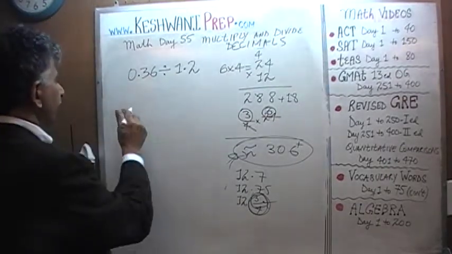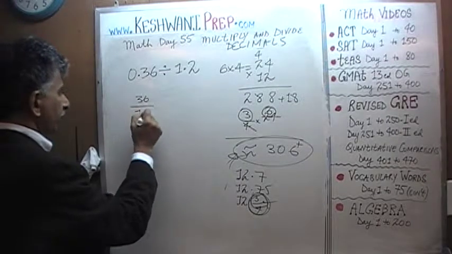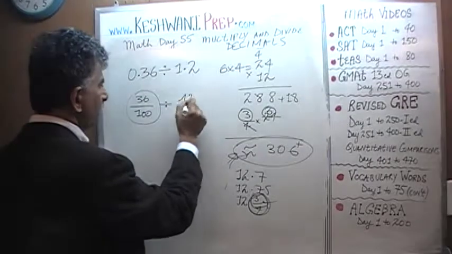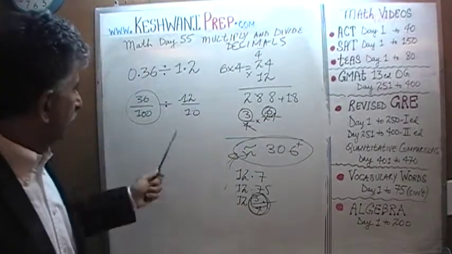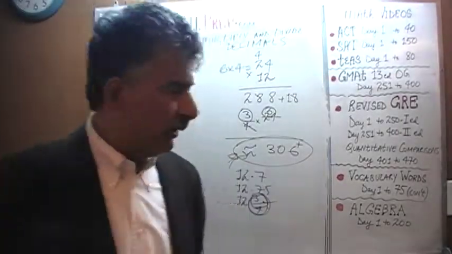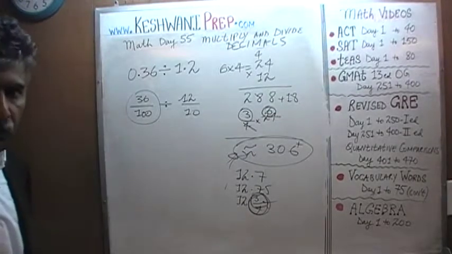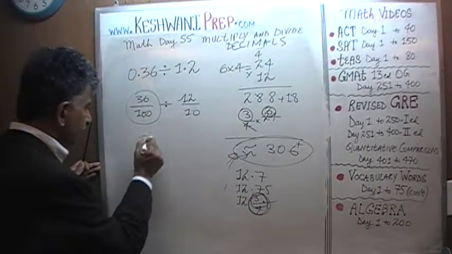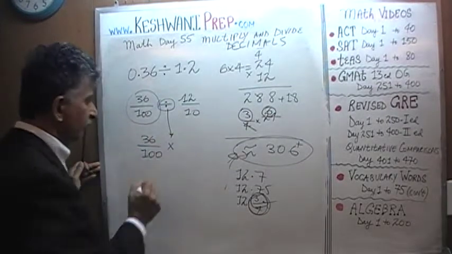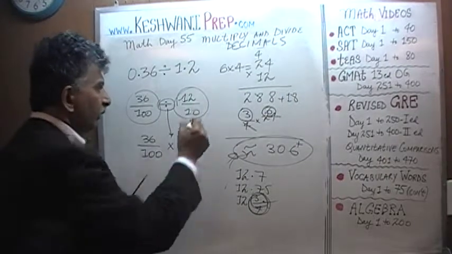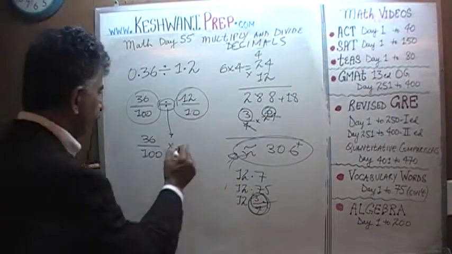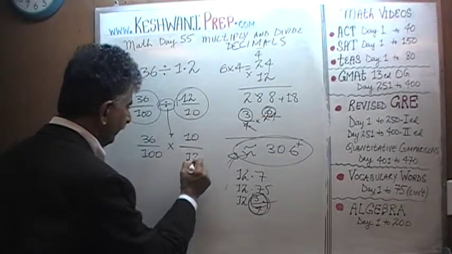We're going to write our 0.36 as 36 divided by 100, and then that fraction is to be divided by 12 over 10. What did we learn when we have to divide one fraction by another fraction? We learned a couple of days ago that we take the first fraction, 36 over 100, and the division sign becomes a multiplication, multiplied by the reciprocal of the second fraction. The reciprocal of 12 over 10 is 10 over 12, and we're almost done.